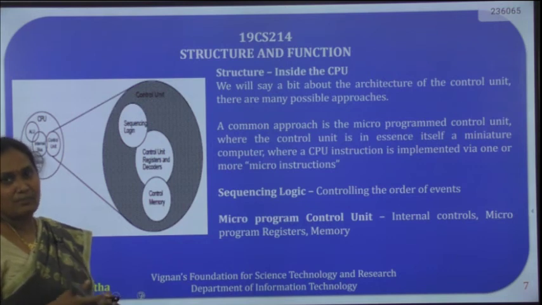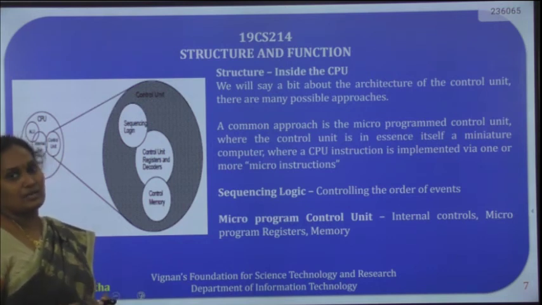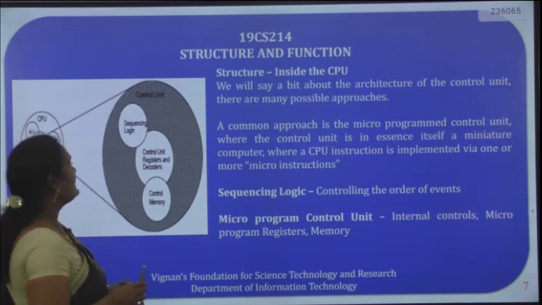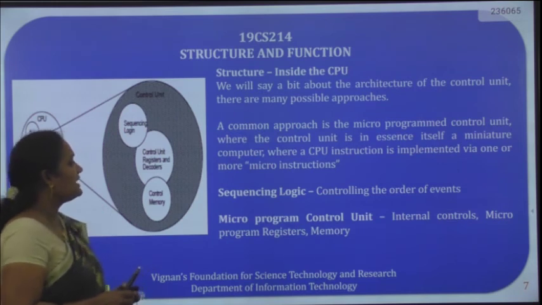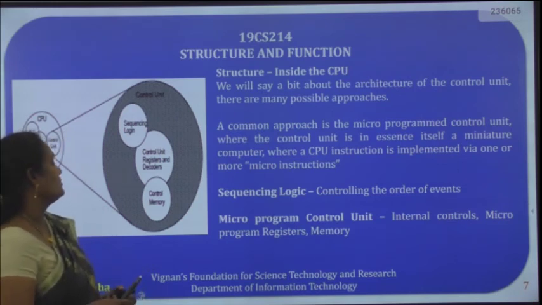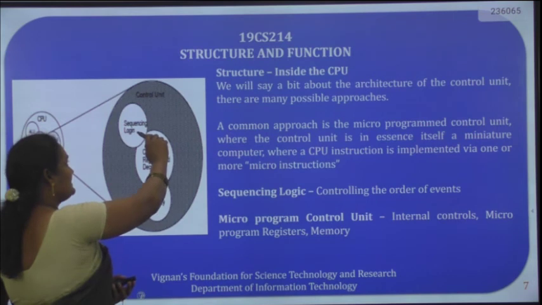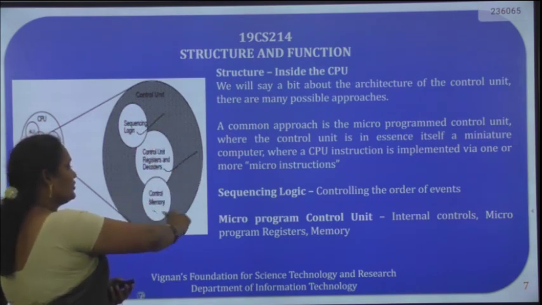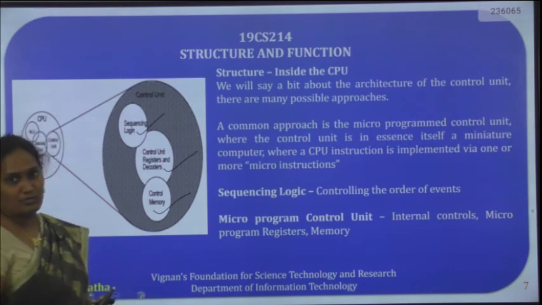So inside the CPU, the control unit does the controlling of all activities. So we are giving the structure of the control unit. Now here, what are the various parts present in the structure of the control unit? Let us see. It has sequencing logic, control unit registers and decoders, and it has control memory.